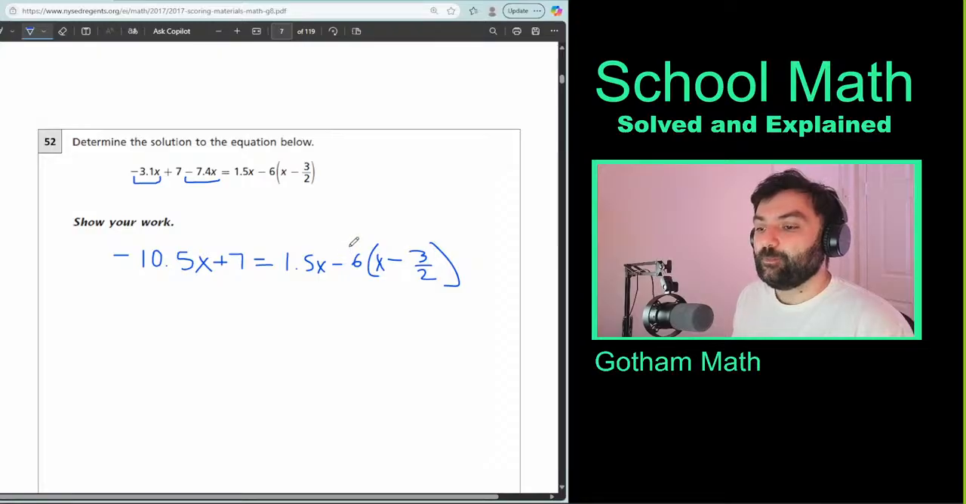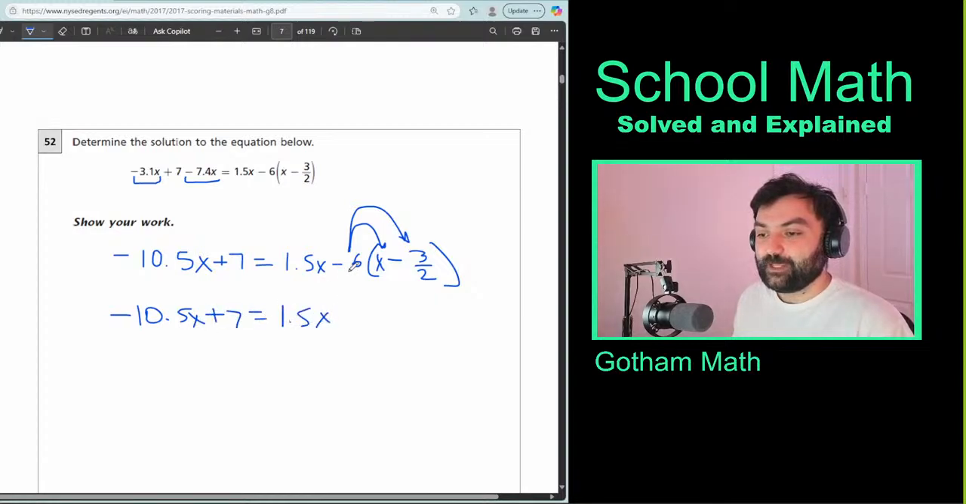All right, so the next step that we see is the distributive property. I see distributive property, I distribute. So I keep the left side the same, and I distribute negative 6. So negative 6 times x, negative 6x, negative 6 times negative 3 over 2 is going to be positive 18 over 2, which is 9. So plus 9. Now I see another like terms and I want to combine them.